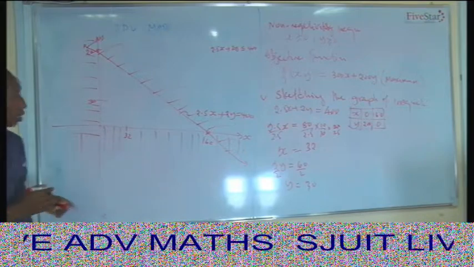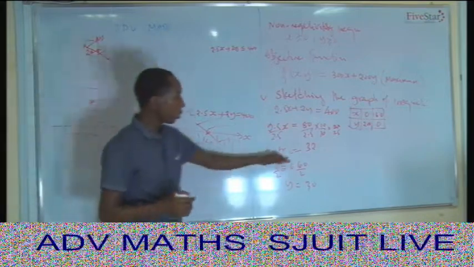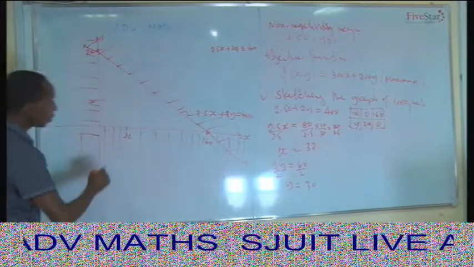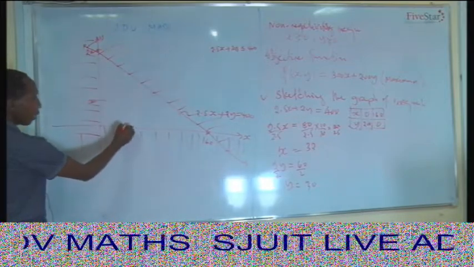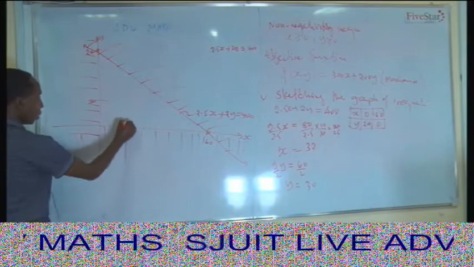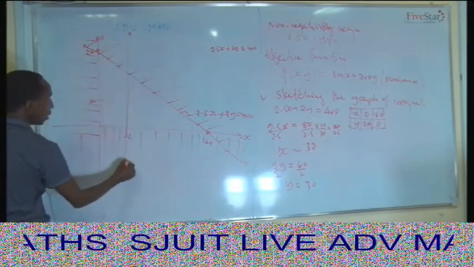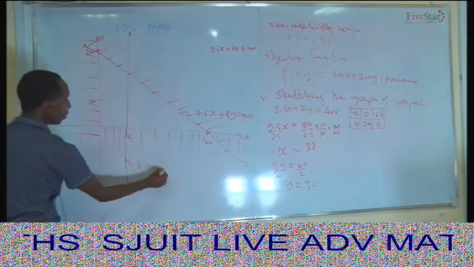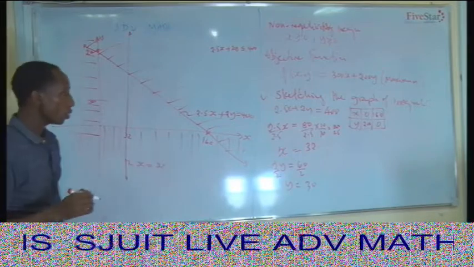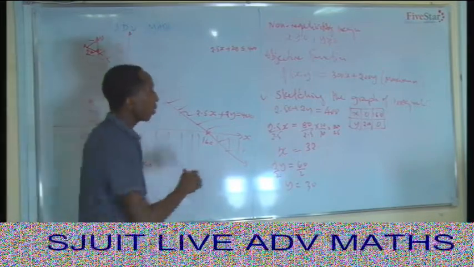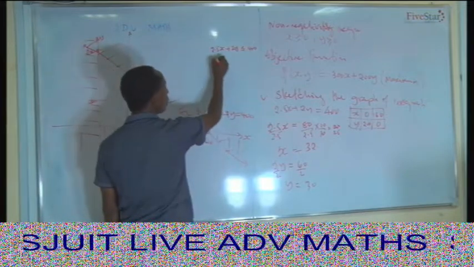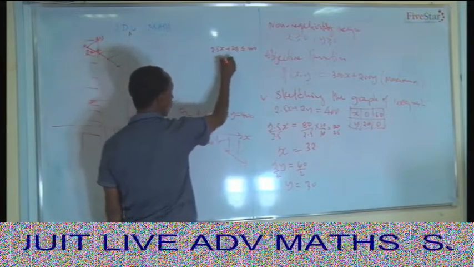The second one is the line x equals 32. The line x equals 32 is just a vertical line passing at 32. This is just the line x equals 32. And again, the original inequality was 2.5x.